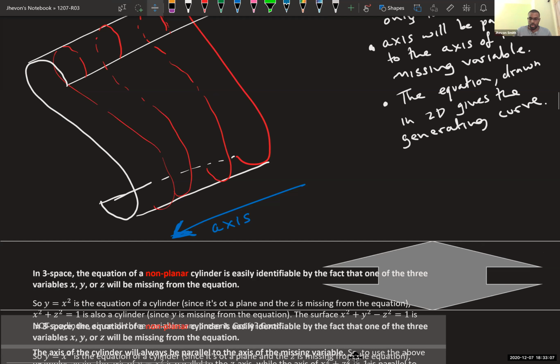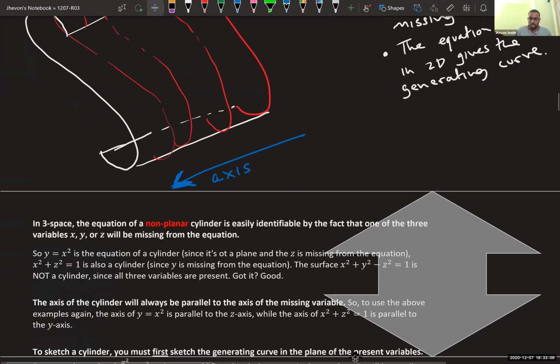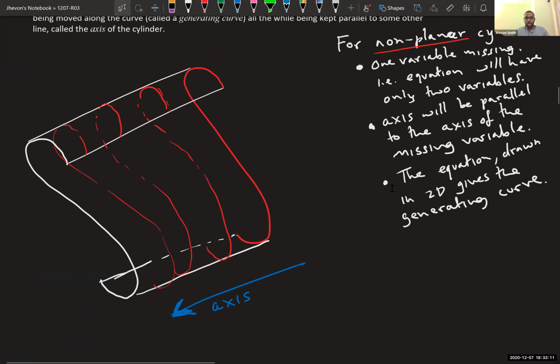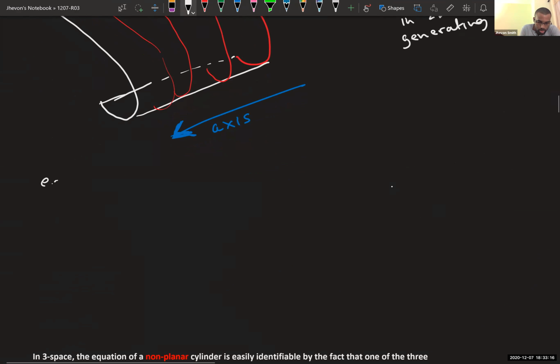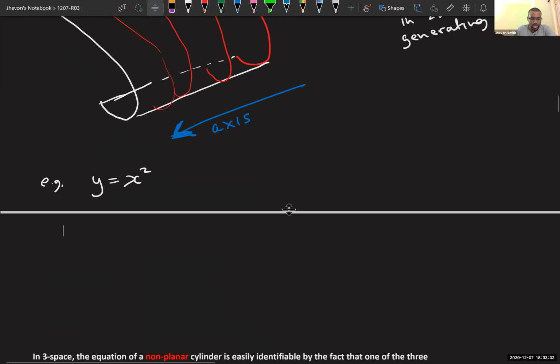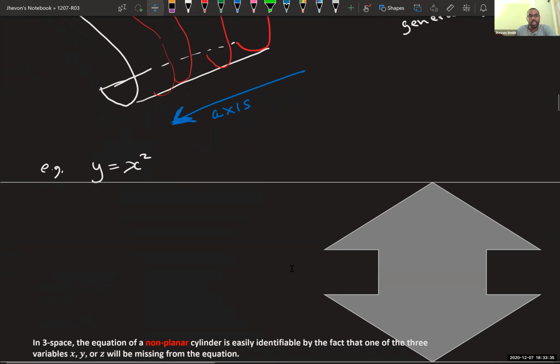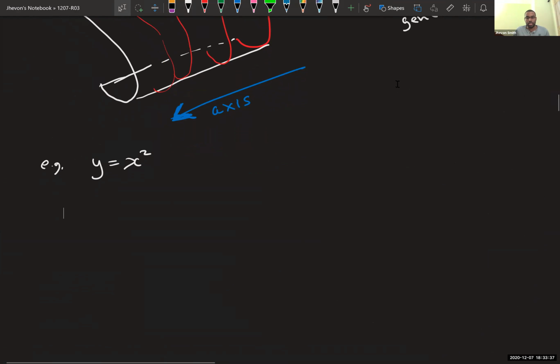Let me give you another example while we're just here. Example: y equals x squared. Ask anyone in Calc 1 or below, they'll tell you that's a parabola. We now know better. In 3 dimensions, this is a cylinder. It's not a parabola. How do I know it's a cylinder? It has two variables. There is a missing variable. Which one's missing? The z is missing. So, boom.